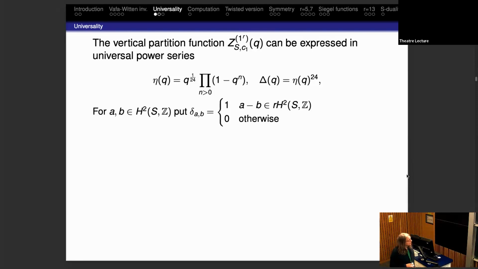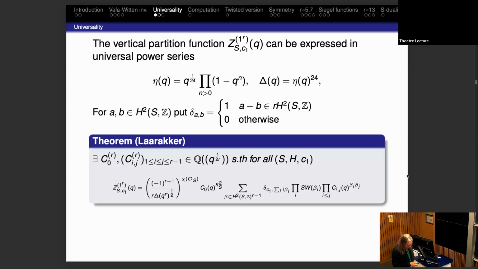First, we have again our friend the eta function and its 24th power, which is the discriminant function, the most well-known modular form. And we consider this delta_{IB}. We say it's 1 if A and B are congruent, equal to each other modulo R times the second cohomology, 0 otherwise. And then we have this crazy formula. So there are some universal power series parameterized basically by pairs of numbers smaller than R-1.